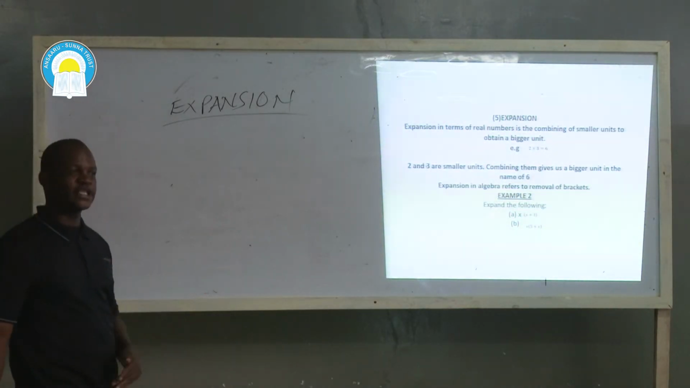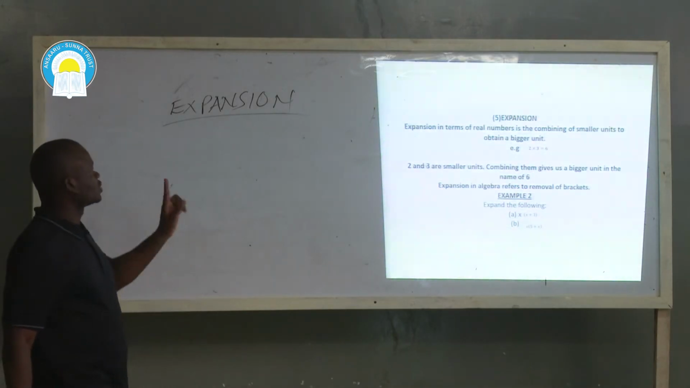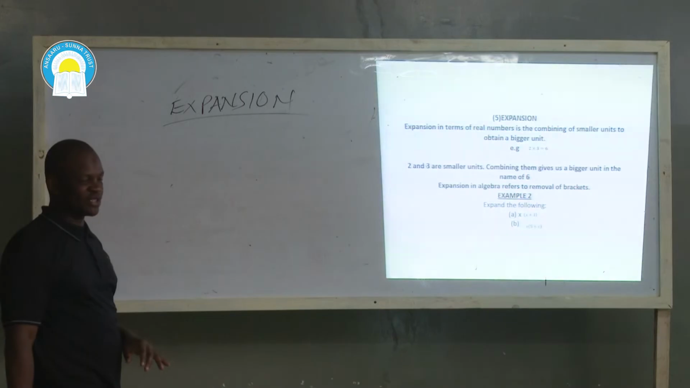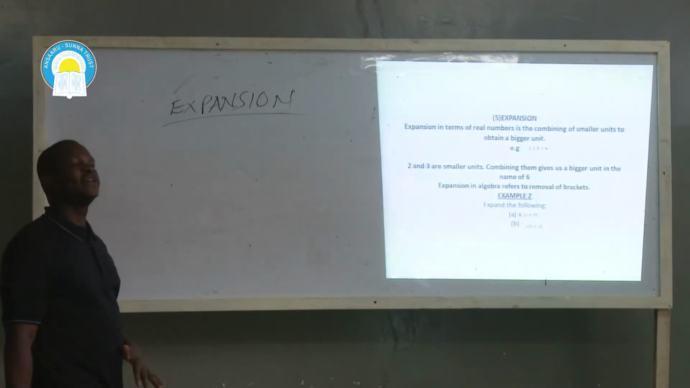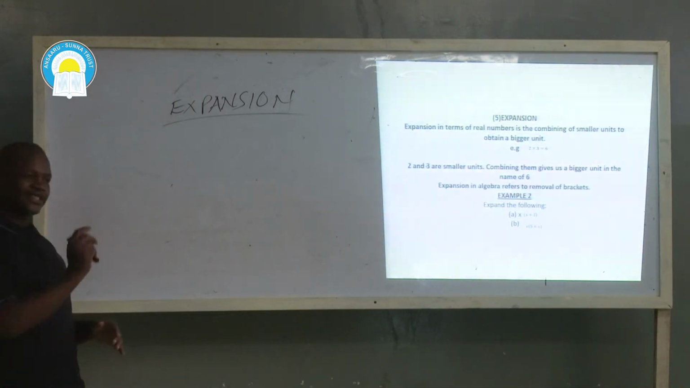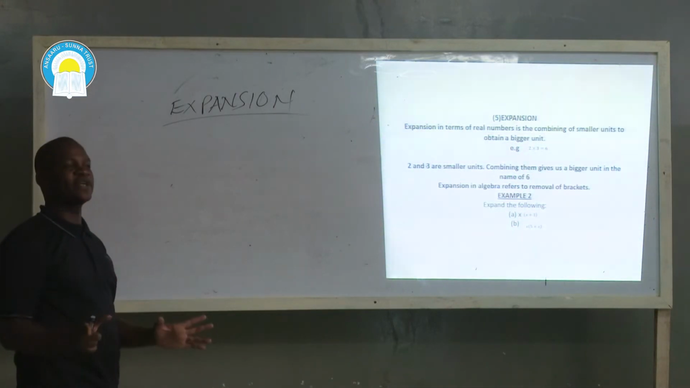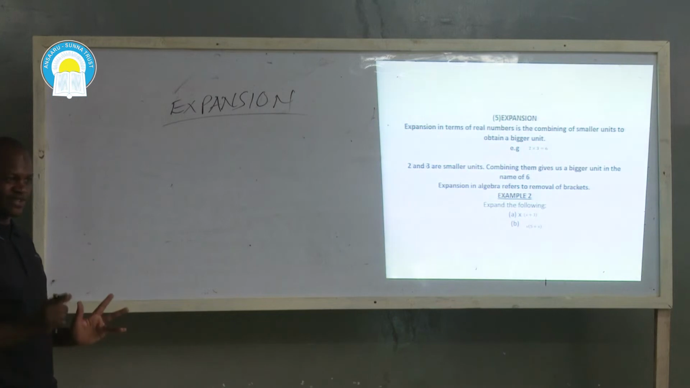Now, of course, our focus now is on quadratic expressions. We have discussed the general format and how to identify the a, b, and the c. Now, we want to discuss the issue of expansion, an operation which is carried out on expressions. So, what is the definition of expansion? I'm going to use numbers first, then come to algebraic expressions. In terms of real numbers, expansion means you join smaller units to obtain a bigger unit. I'm going to give an example. We have 2 times 3 to give us 6.